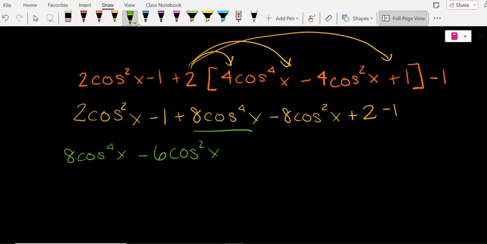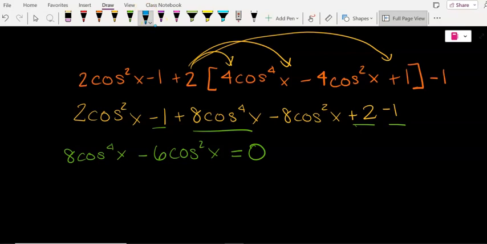Hold on. Oh, I also have plus 2. I was like, there's something missing here. Negative 1 plus 2 minus 1, so that's just 0. And so now I'm going to set that equal to 0, because again, that's how we started this whole thing. It was all equal to 0. All right, so now this looks a lot better.